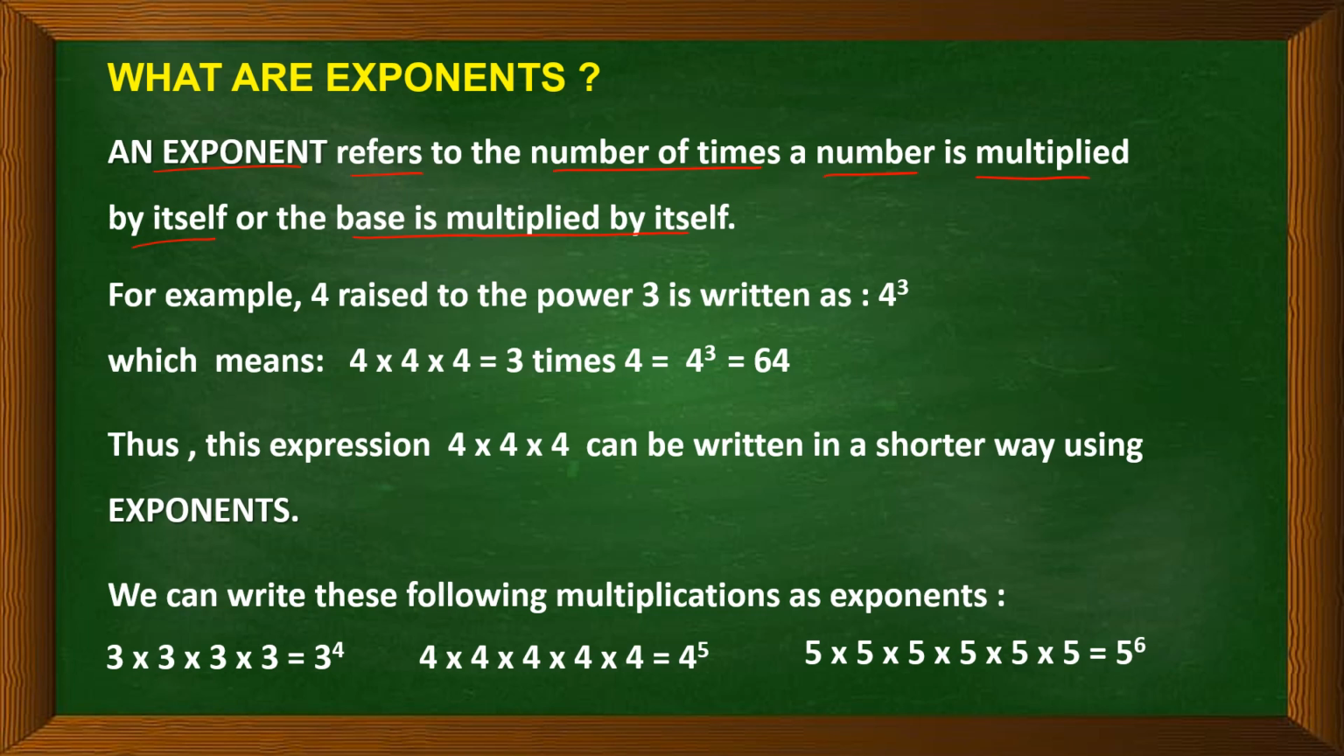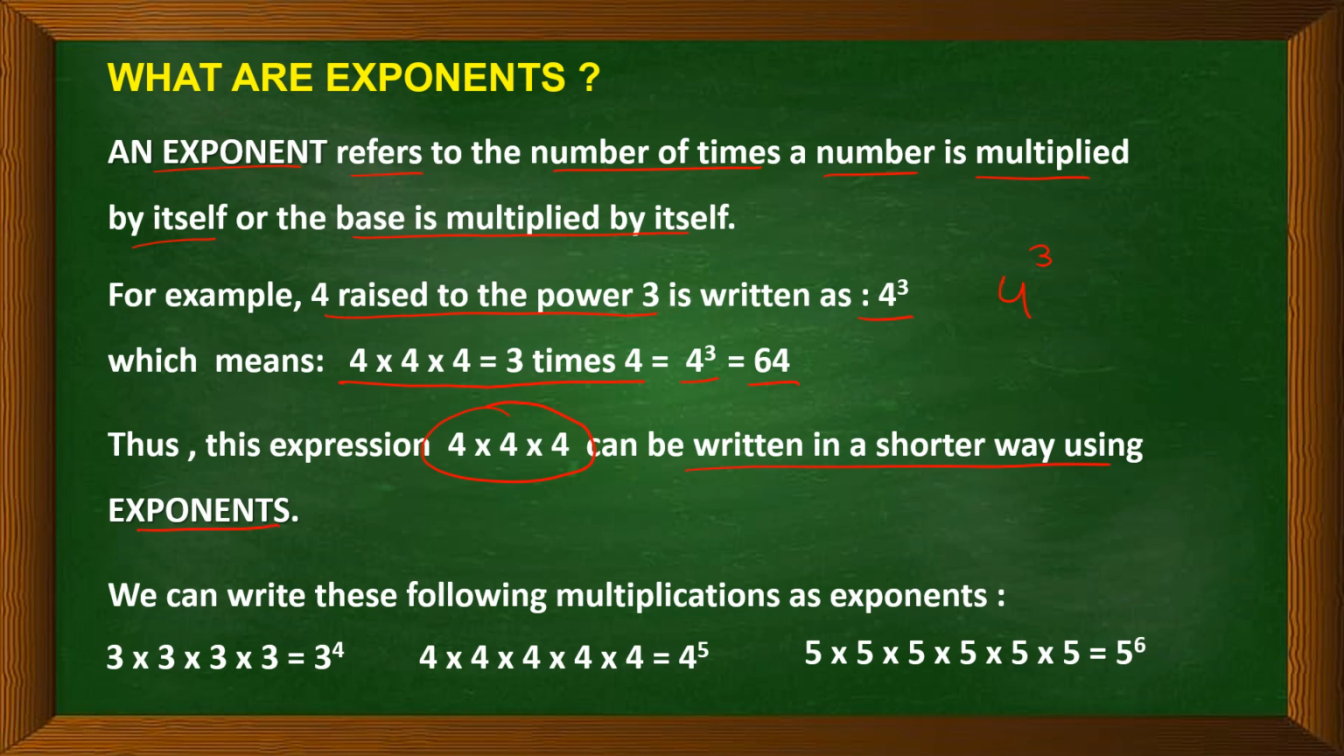For example, 4 raised to power 3, that means 4 cube. Now over here base is 4 and the power is 3. That means 4 is multiplied 3 times. 3 times of 4 is 4 cube, which is equal to 64. So basically the expression 4 into 4 into 4 can be written in a shorter way using the concept of exponents.